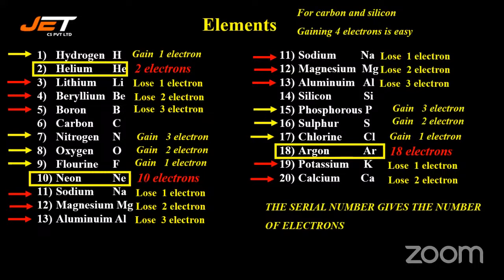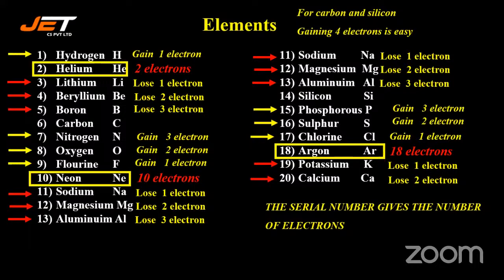Generally, carbon and silicon don't lose. For carbon and silicon, gaining 4 electrons is easy. See here, it could lose 4 electrons, and here it can also gain 4 electrons, but chemists have seen that for carbon and silicon, which are exactly in the middle, gaining 4 electrons is easy. So the serial number gives the number of electrons, and we know which gains electrons, which loses electrons. And the middle elements like carbon and silicon can do both.